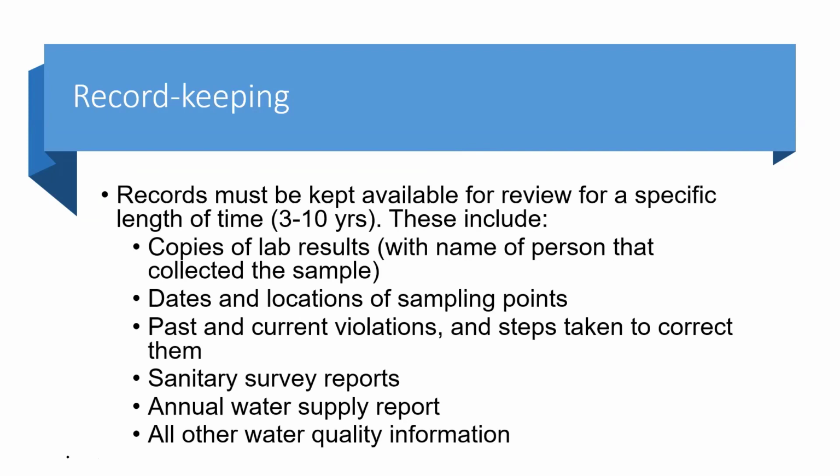So records have to be kept, and they have to be kept for a particular period of time, depending on the type of records. So for instance, bacteriological records have to be kept for 5 years. Violation corrective actions have to be kept for 3 years. So those are all codified in the federal regulations, so in the CFR and also in the state rules. And the state rules can be more stringent than the federal regulations, but they cannot be more lax.